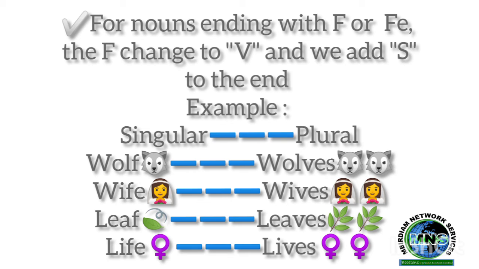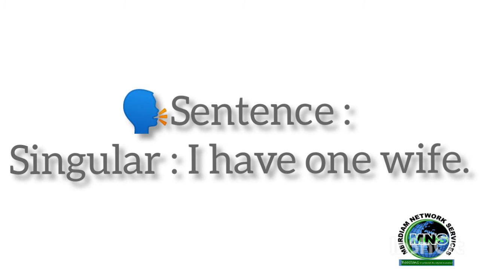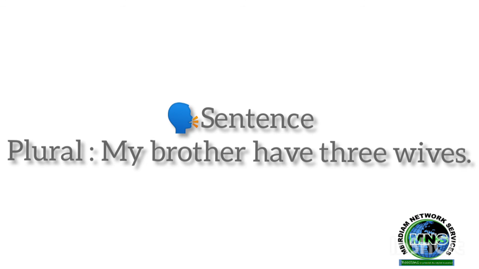For nouns ending with f or fe, the f changes to v and we add s to the end. Example, singular, wolf; plural, wolves. Wife, wives. Life, lives. Example of sentence: I have one wife. My brother has 3 wives.